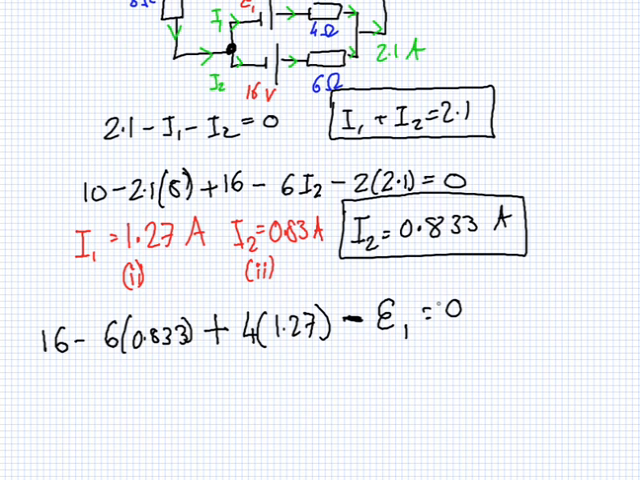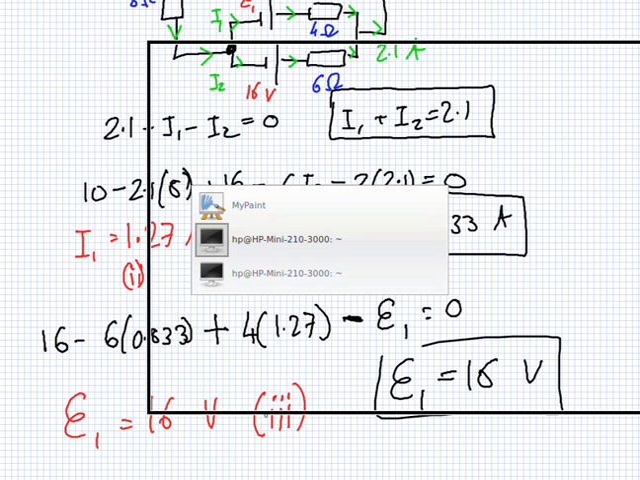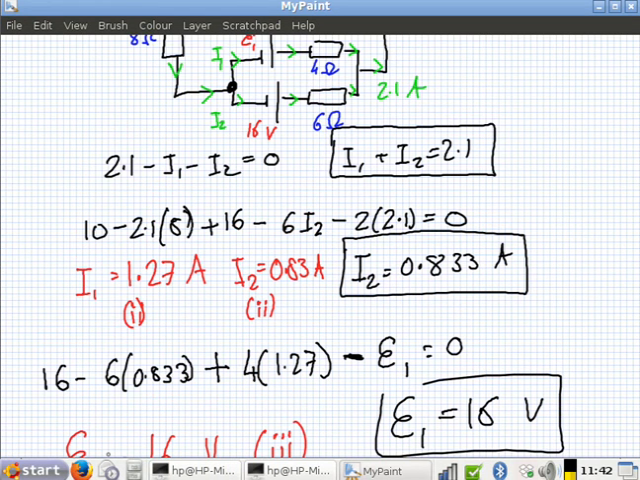16 volts. So my third equation is actually my third answer also. E1 equals 16 volts. So E1 is 16 volts, and this is my answer for part 3. Now let me just check that answer there. Let's make sure we got it right.